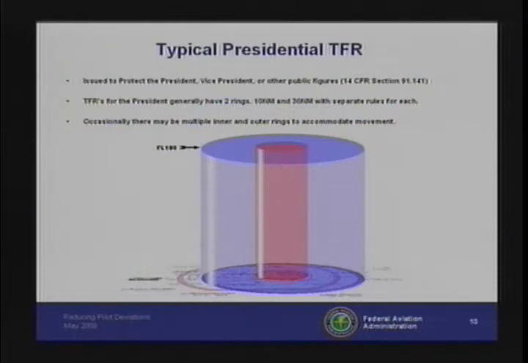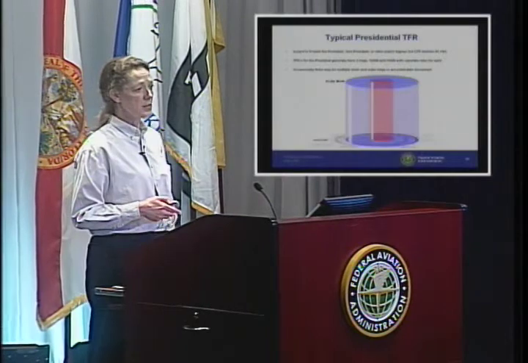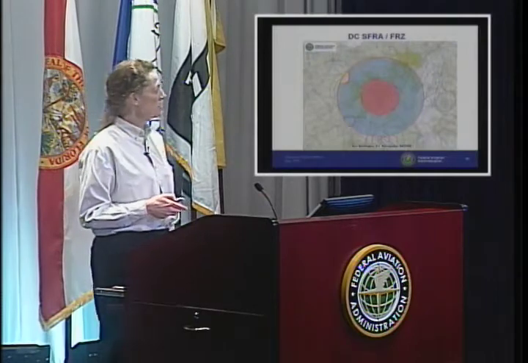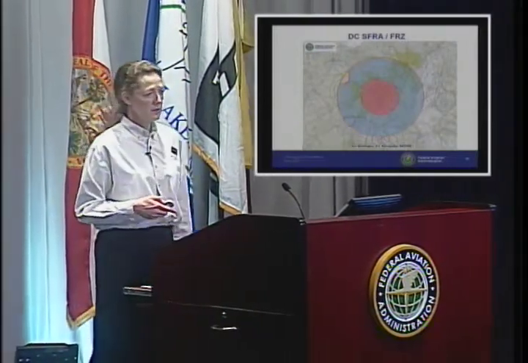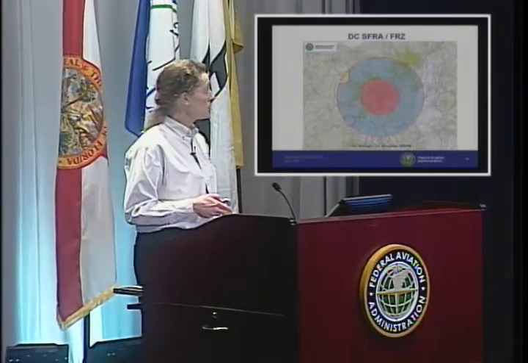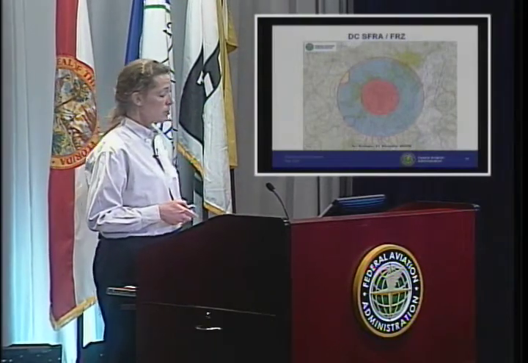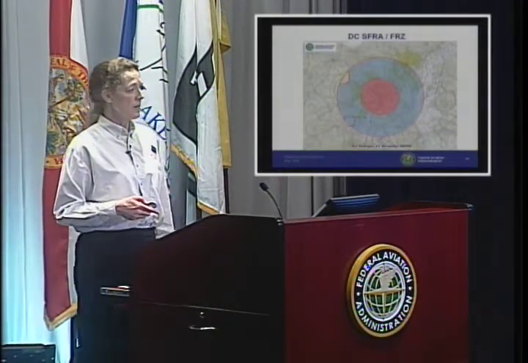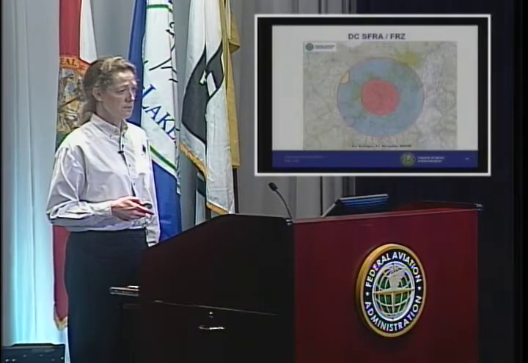The presidential TFR that we used to have in the Washington, D.C. area extended to 30 nautical miles, was changed in August of 2007, and has maintained that shape and is now the special flight rules area. You'll see this is what the ADIZ, the Air Defense Identification Zone, was reconfigured in August of 2007 and is now still 30 nautical miles. But you'll notice in the northwest corner is the Leesburg maneuvering area that has a separate set of operating requirements.